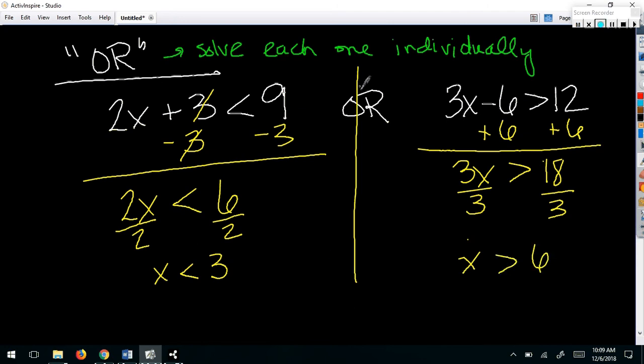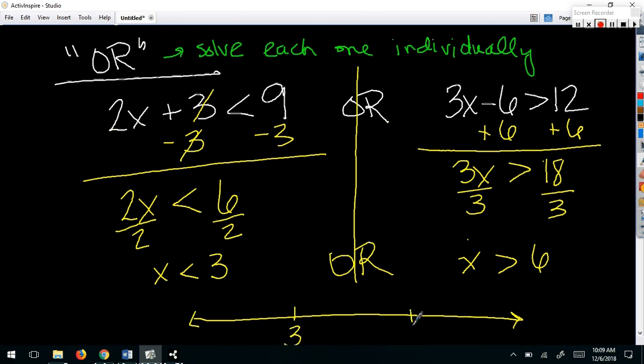Good job, guys. Now remember, I've got this big or in the middle, which means they're going off in opposite directions, right? Chicken wings. Open or closed? Both open. All right, look, x is less than 3, less than to the left, greater than to the right. So that's the answer. So much work. I like the answer.